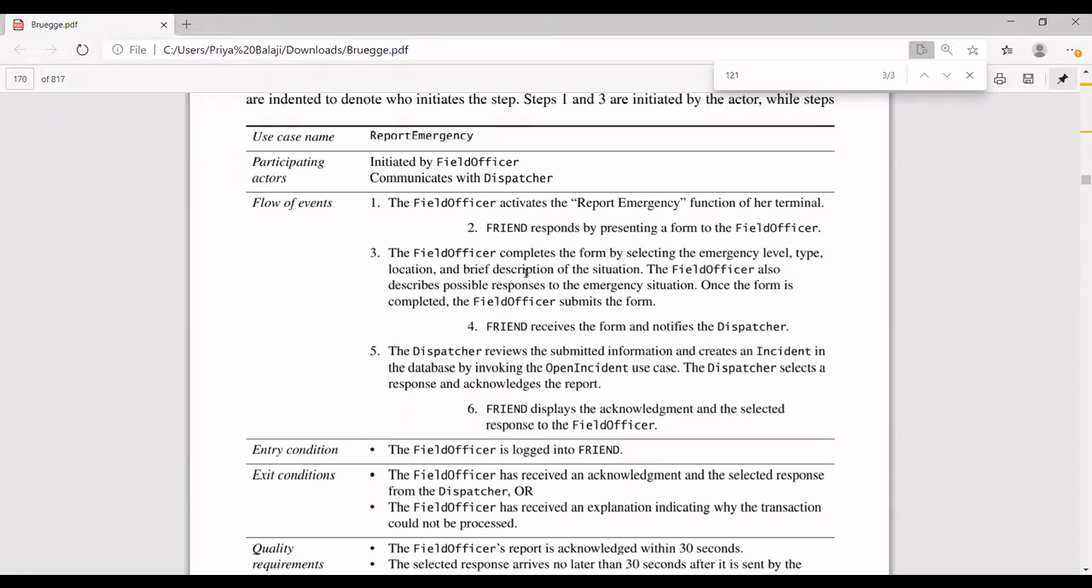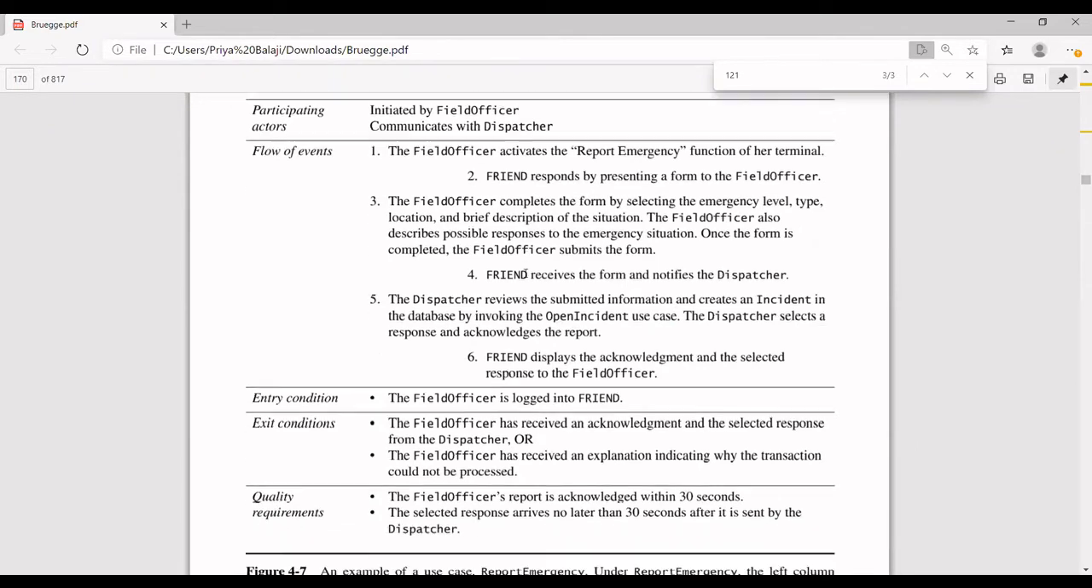Once he has submitted it, the FRIEND function informs the dispatcher. He will notify that a certain emergency occurred. So immediately the dispatcher opens that form, and he finds out what type of incident it is and what type of resources are required. Then he allocates the resources and responds back to the field officer. So this is the flow of events. Whether this should be the flow of events, no, you can even change the flow of events according to your wish. So this is the use case.